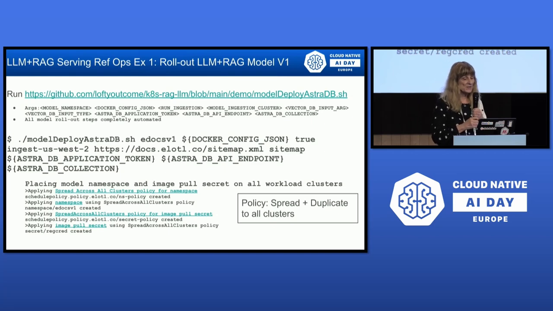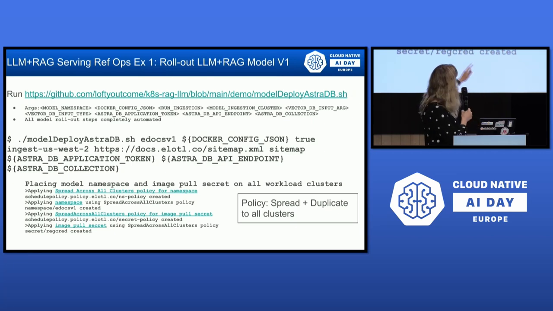The next argument is the type of input. The next argument is the cluster in which we want to run the ingestion job. So that's ingest-us-west-1. The next two arguments have to do with what is the raw data that I want to ingest. So for our particular example, we're going to ingest a sitemap. That sitemap is going to contain documentation from the Elotl company. And then the final three arguments have to do with the vector DB credentials, to set up the vector DB in terms of populating it and using it.